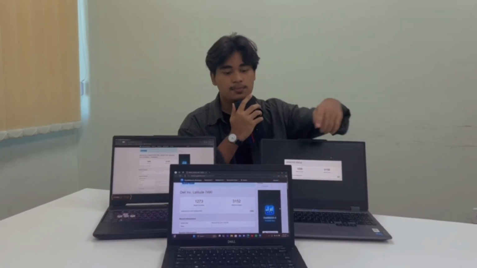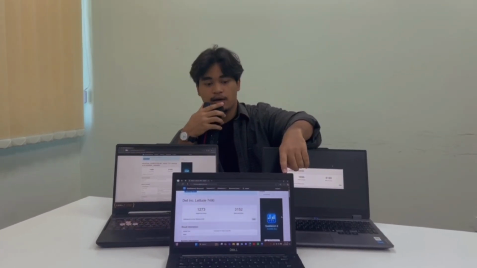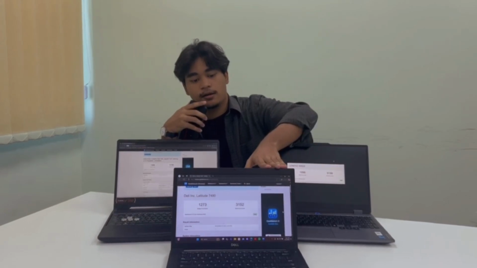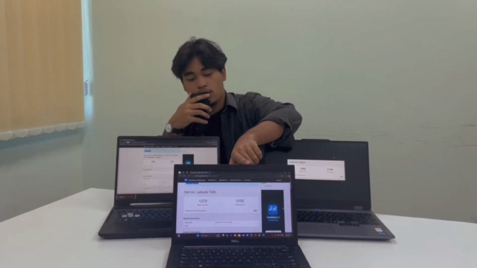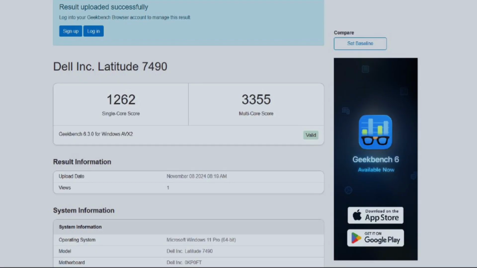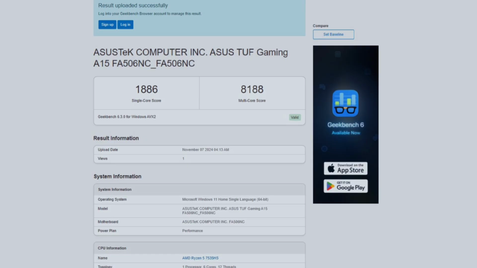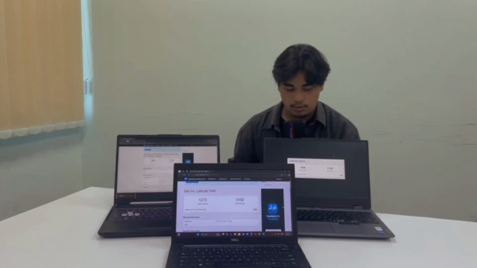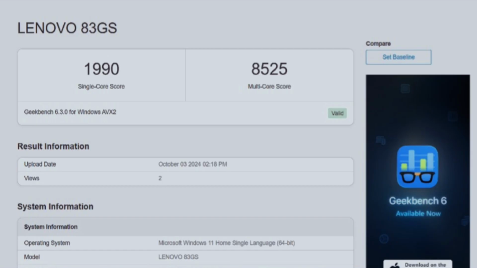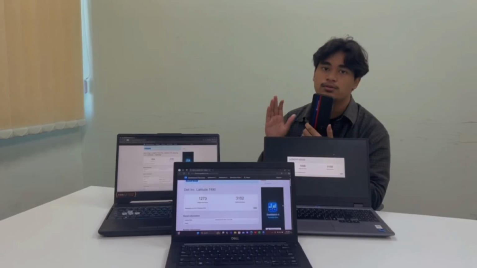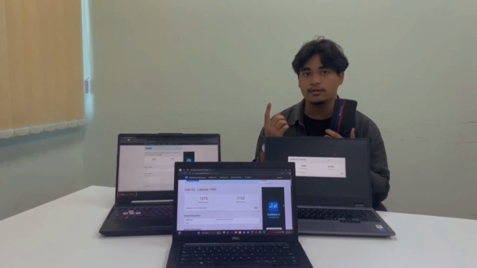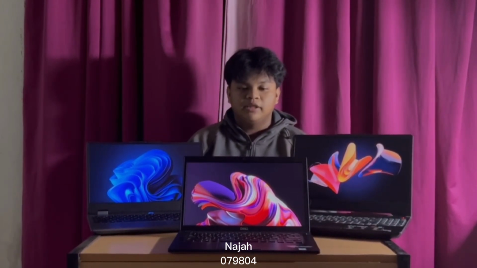First we have the CPU benchmark test. This is the score by the Dell Latitude. It was the lowest of these three. Second, we have this Asus TUF Gaming, which is the second highest score of the three. Next, we have the Lenovo LOQ, which is the highest score of all, making it the most powerful CPU of all. Okay, so now let's move on to the 3DMark benchmarking.